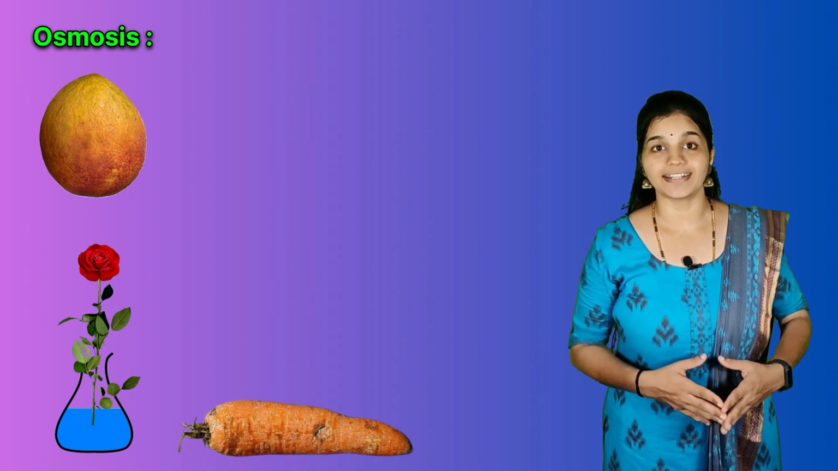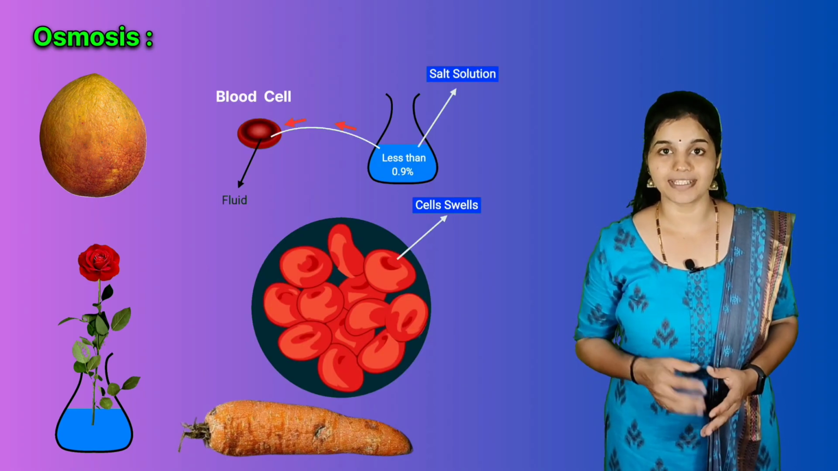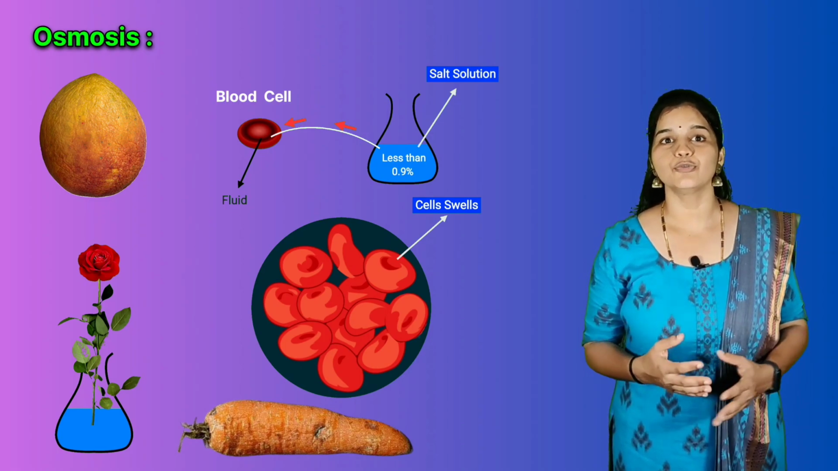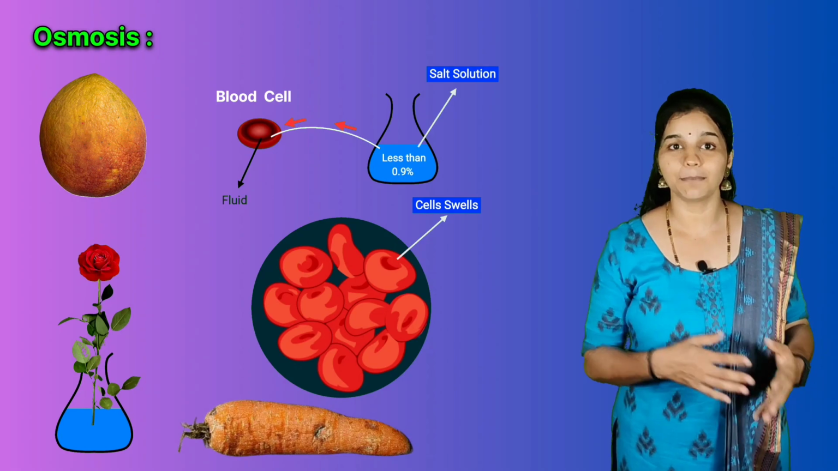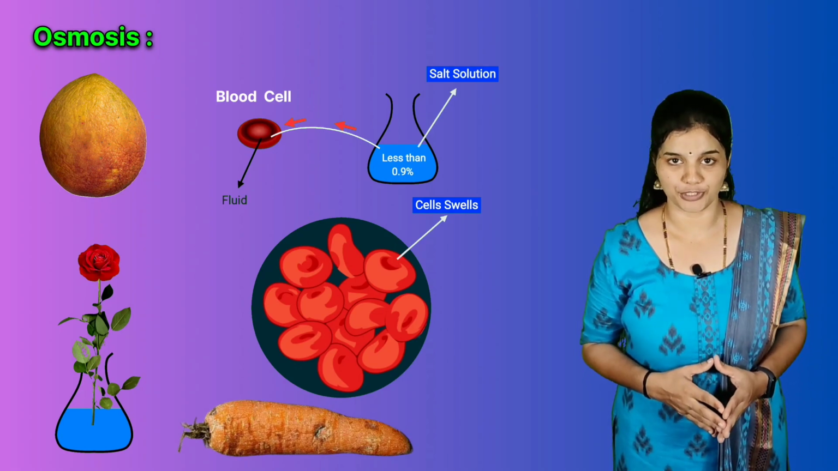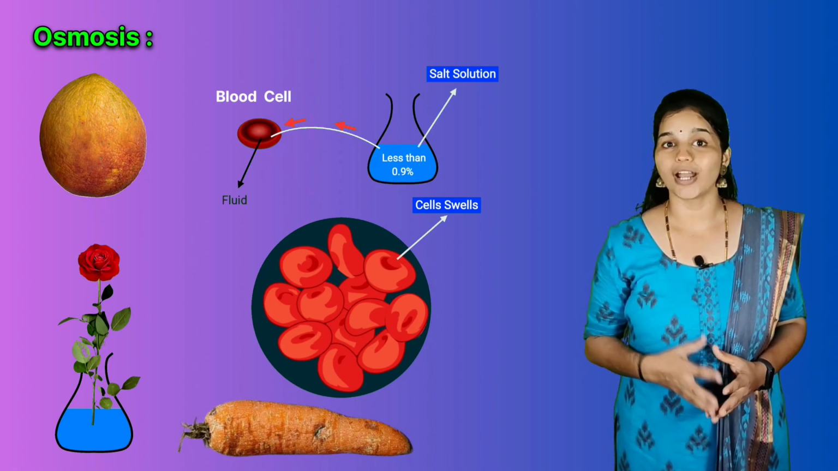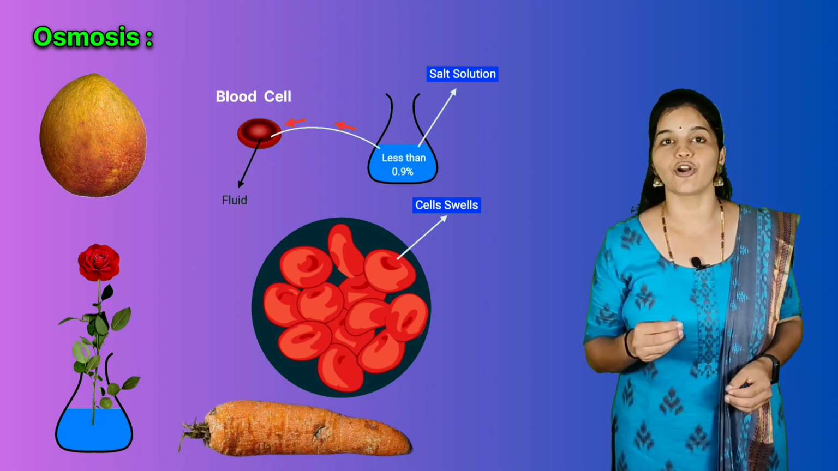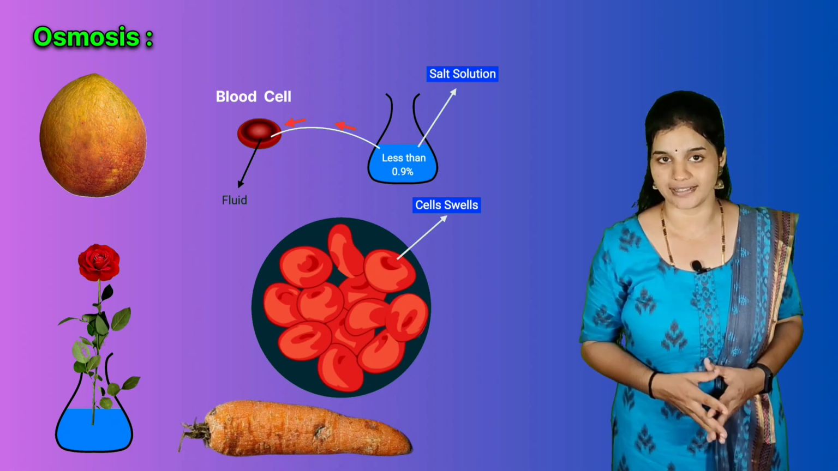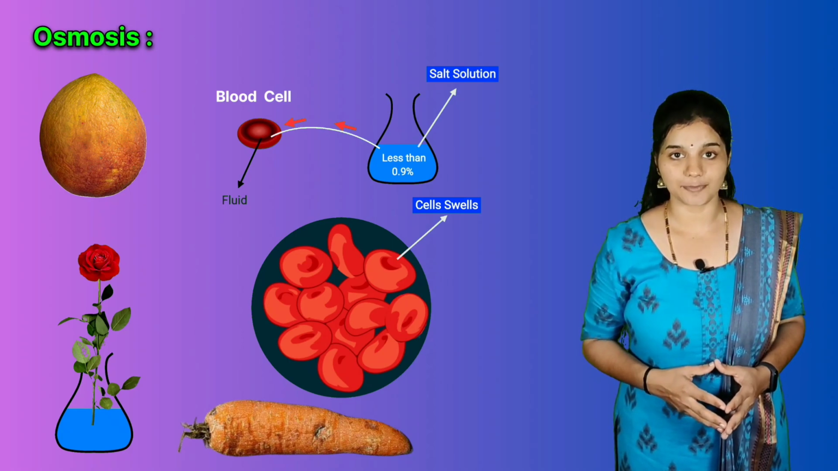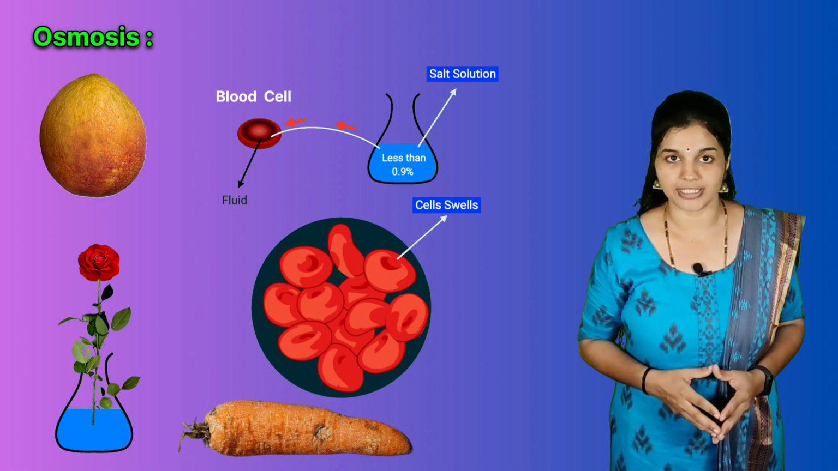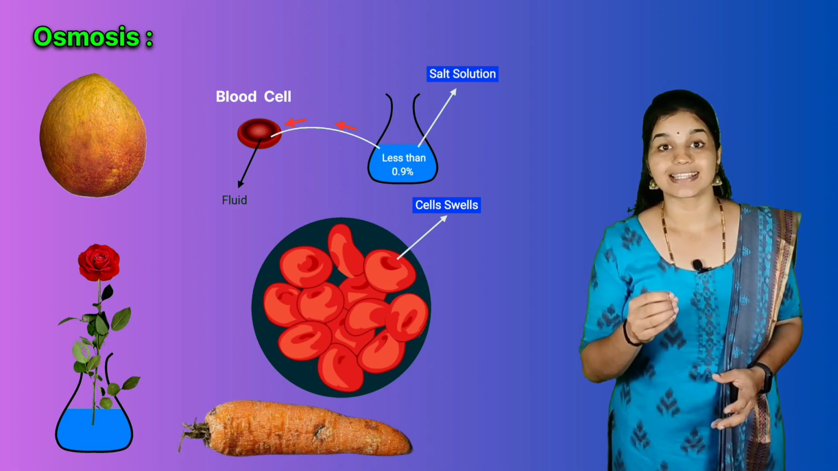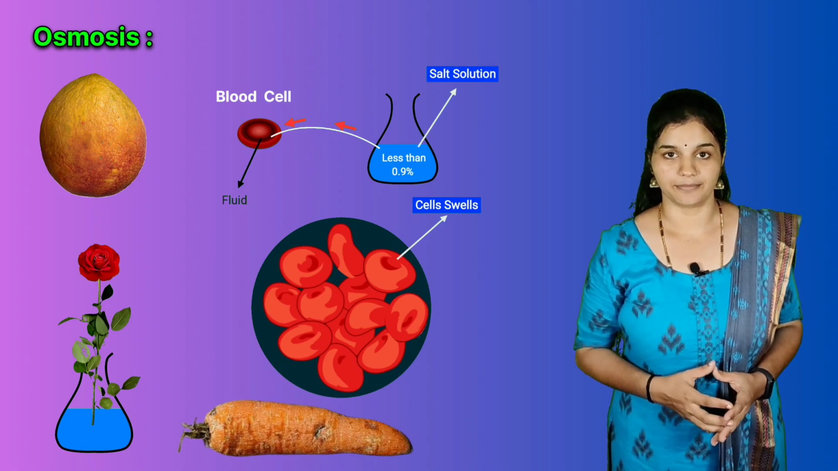When placed in water containing less than 0.9% mass by volume salt, blood cells swell due to flow of water into the blood cells because of osmosis. People who are taking a lot of salt or salty food experience water retention in tissue cells and intercellular spaces because of osmosis, and this results in puffiness or swelling. This is called edema.